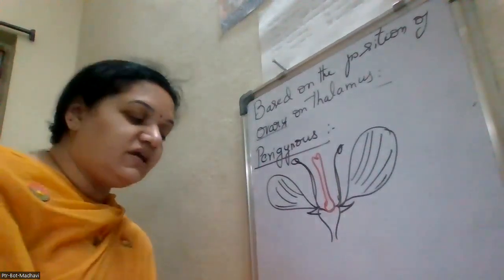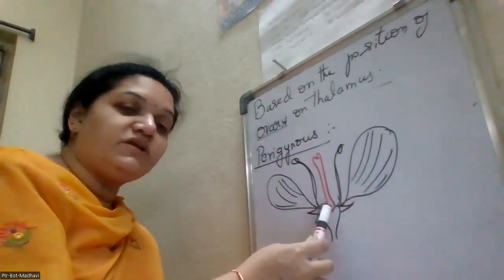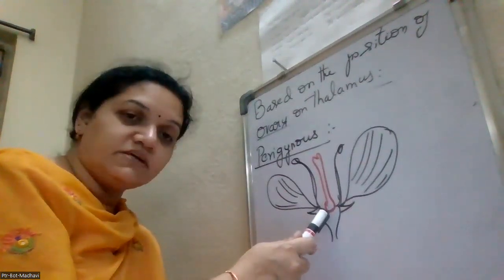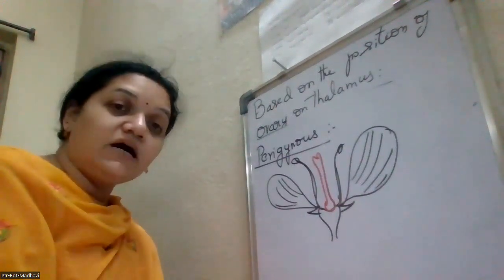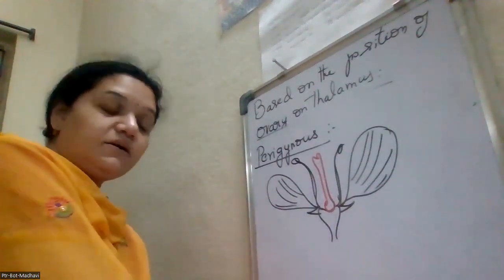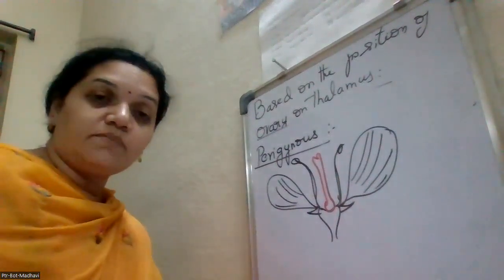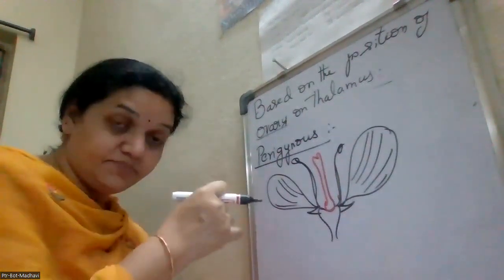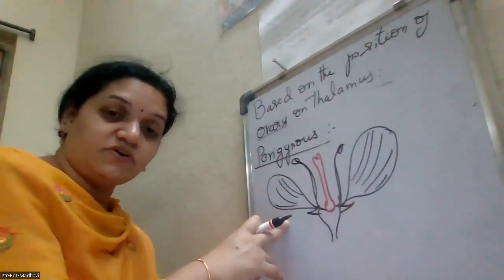That means the thalamus has a small groove in the center, and in that groove the ovary is present, with 1/4 of the ovary inside the thalamus and the rest of the gynoecium above the thalamus. Other floral parts arise on the lobes of the thalamus. That is called the perigynous flower. Examples are plum, rose, and pea plants. Those come under the perigynous type.